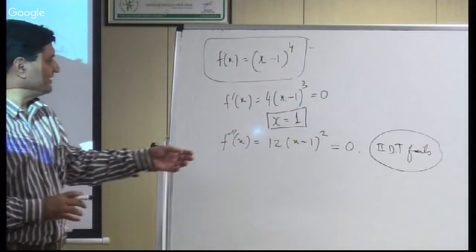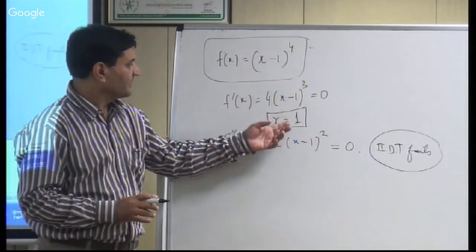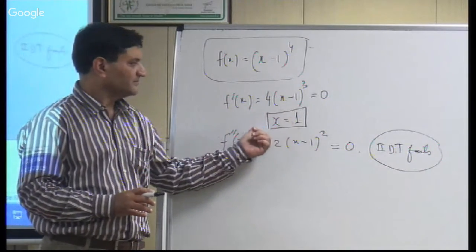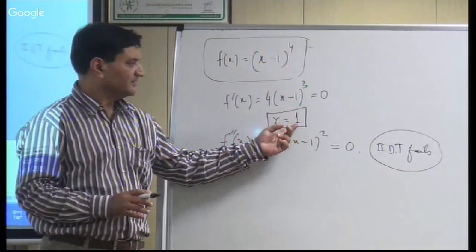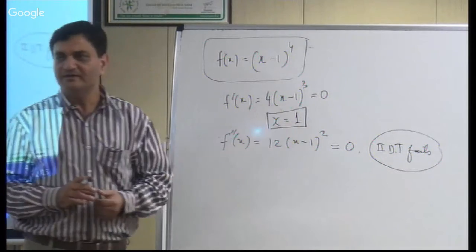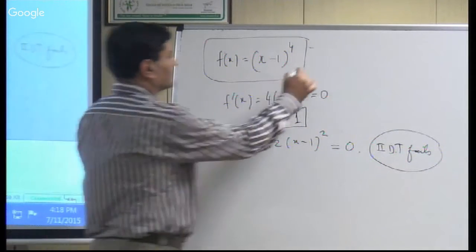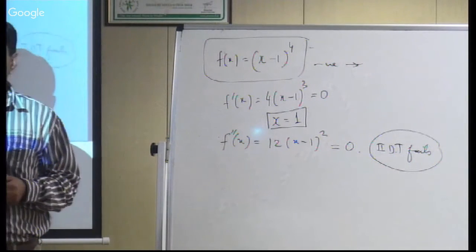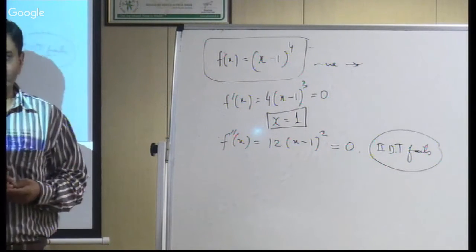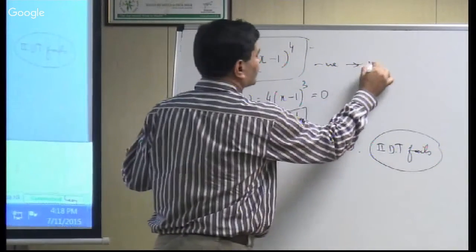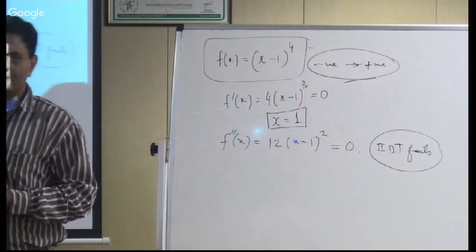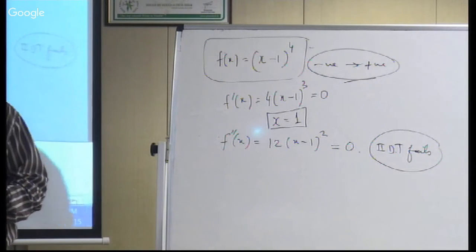Now the first derivative, if you take a point slightly on the left, less than 1, like 0.9, will come out to be negative. And if you take a point slightly on the right, it will come out to be positive. So the derivative is changing sign from negative to positive. It is a point of local minima.